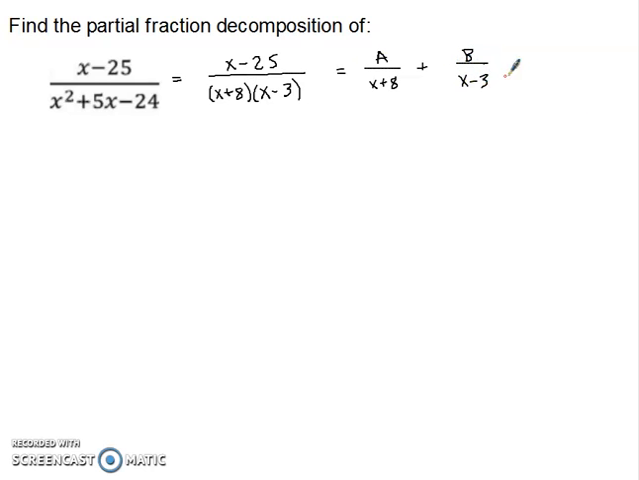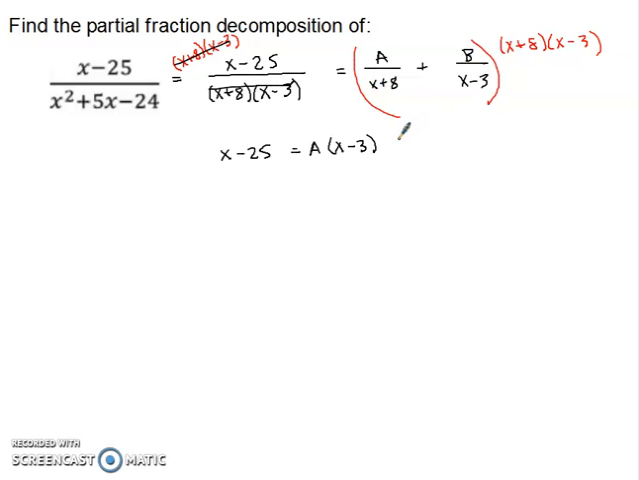So multiplying by the LCD, x plus 8 times x minus 3, and then I'll multiply everything on the right by x plus 8 times x minus 3. The entire denominator on the right reduces, so I've got x minus 25. And on the right, when I distribute to a, I've got a times x minus 3 because the x plus 8's reduce. And when I distribute to my b, my x minus 3's reduce, leaving me with b times x plus 8. Distributing so that I can compare my coefficients, I've got ax minus 3a plus bx plus 8b.